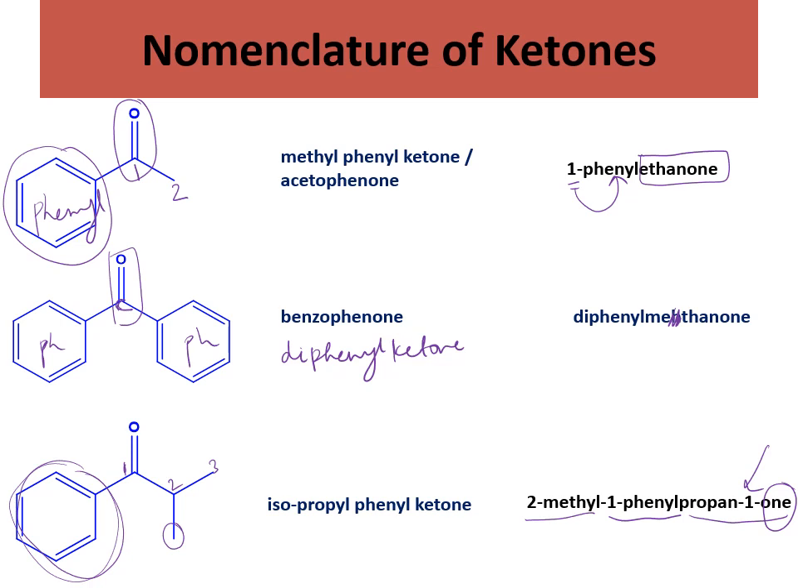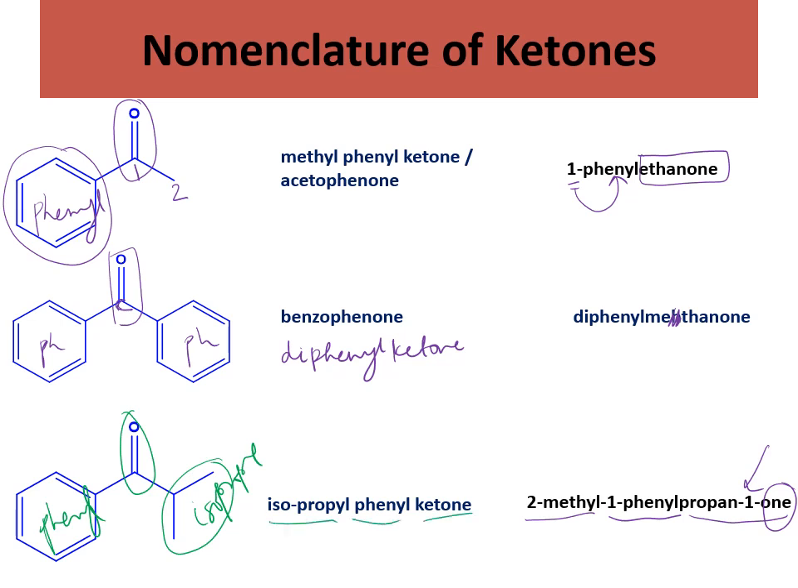When we are looking at the common name, what will we do? We will see that on the C double bond O, we have two groups attached. One group is the phenyl group, and the other group you must be able to recall by this time because we have seen it 2, 3, 4 more times. This is isopropyl. So accordingly the name becomes isopropyl phenyl ketone.